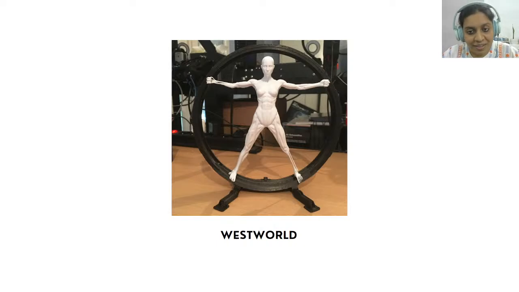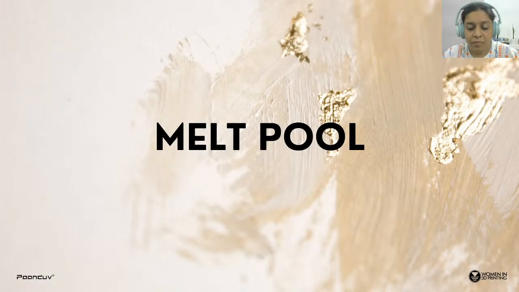Okay, this is one other example, Westworld. This is a well-known series, although it is not my recommendation, it is one of my colleagues' recommendation. And here they are building robots with human-like architecture, and they are using 3D printing to mimic that architecture. Here they are using the FDM technique.